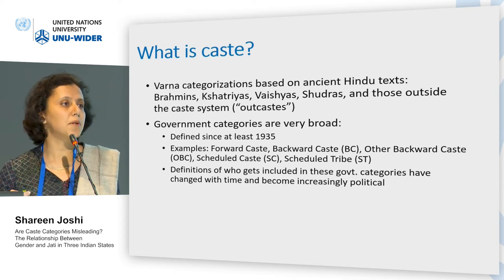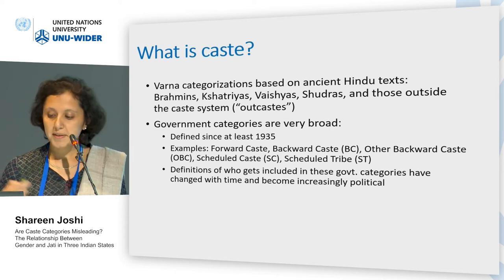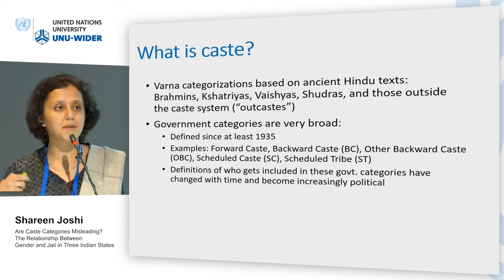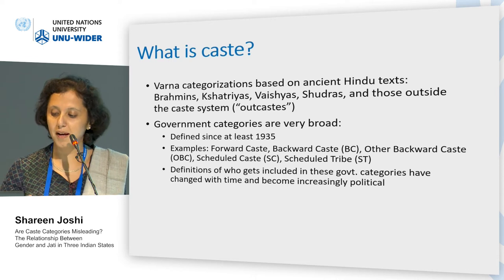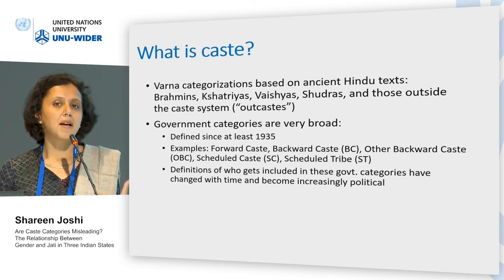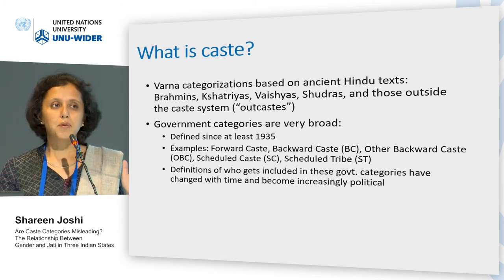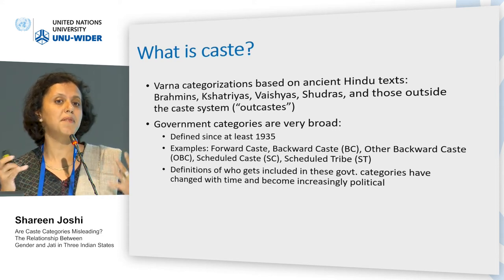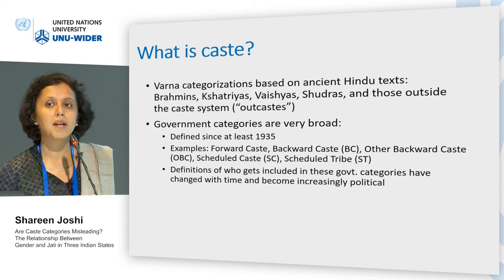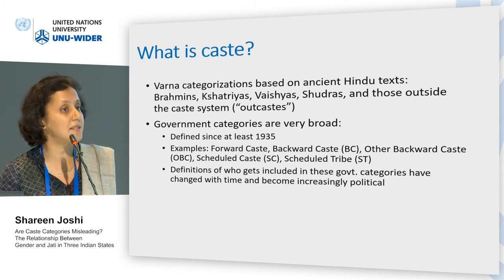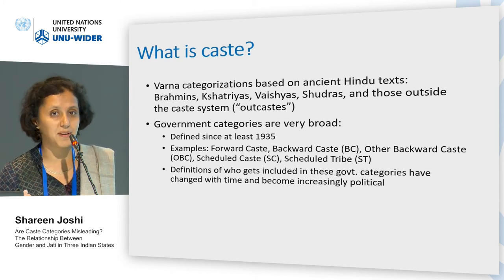Right, so today, and for the past 80 or more years, you have the caste system defined in very broad strokes by the government of India. Since about 1935, you have terms like forward caste, backward caste, scheduled caste, or scheduled caste, as we say in India, or scheduled tribe, right? These are broad groups, and who's in these groups changes. In the Government of India Act of 1935, you see 429 groups included as SC. Today, you have more than 1,200, right?